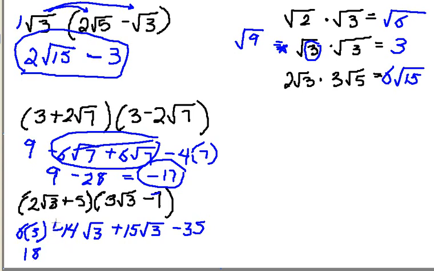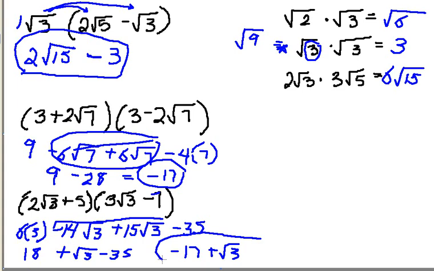I can combine these two middle terms. I've got a minus 14 square root 3 and a positive 15 square root 3. So this is just going to be a 1 square root 3, or in other words, the square root of 3, and then minus 35. So I can combine minus 35 and a positive 18, and I get negative 17 plus the square root of 3. And now I cannot combine these two, because in order to combine them, this would also have to have a square root of 3. So this is my answer, minus 17 plus the square root of 3.